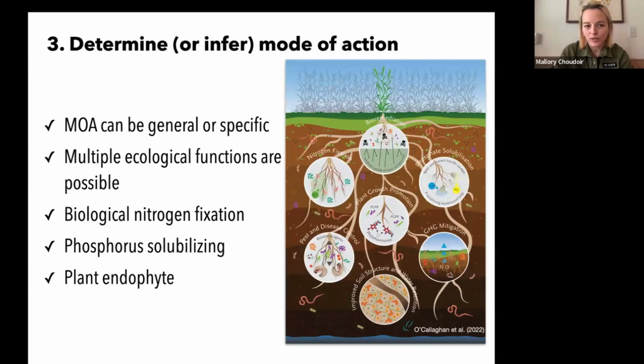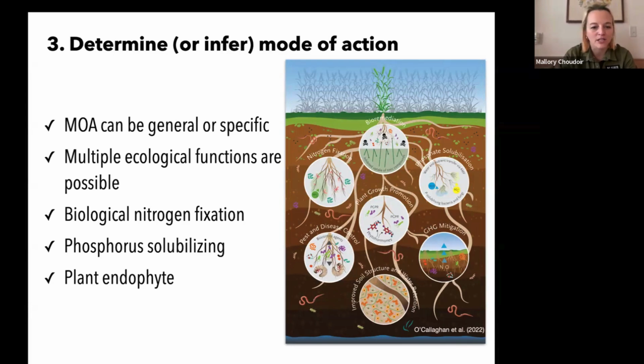From the label, we can determine or infer the mode of action. Sometimes the MOAs can be general, other times they can be specific. In the case of a biopesticide, this will be a very specific MOA. Other times, this is a general plant growth promoting product. Multiple ecological functions are possible. It is possible to have both biocontrol activity while also promoting other beneficial functions.